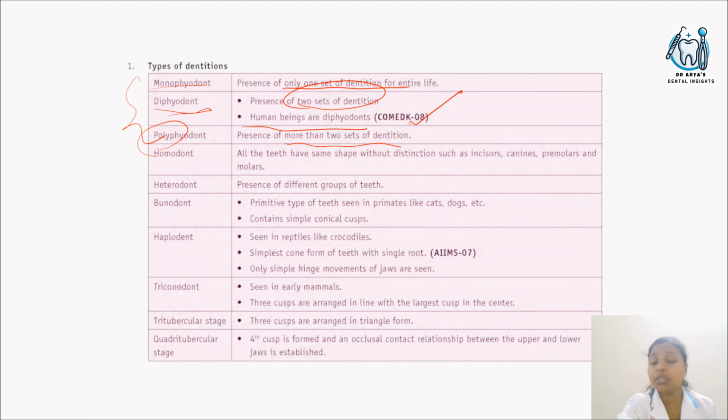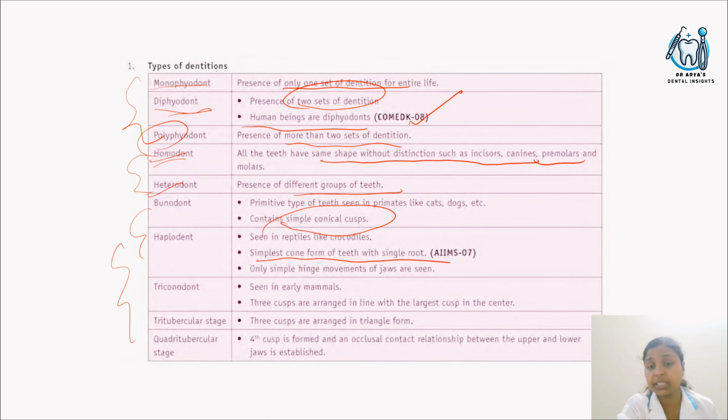Then what is homodont or heterodont? Homo means same, so all the teeth have the same shape without distinction such as incisors, canines, premolars and molars. Hetero means different groups of teeth. Then next is the bunodont. It is a primitive type of teeth seen in primates, cats, dogs, etc., and it contains simple conical cusps. Then next is haplodont, triconodont, tritubercular and quadritubercular stage. What is haplodont? This is the simplest form of teeth with a single root.